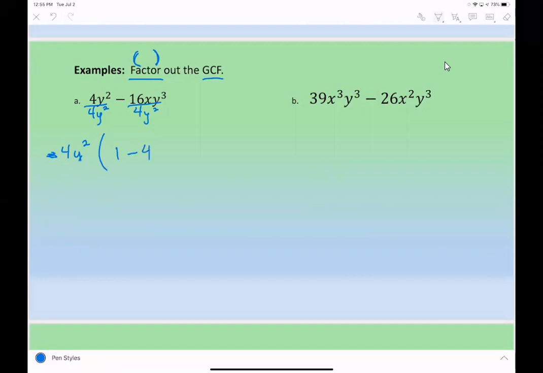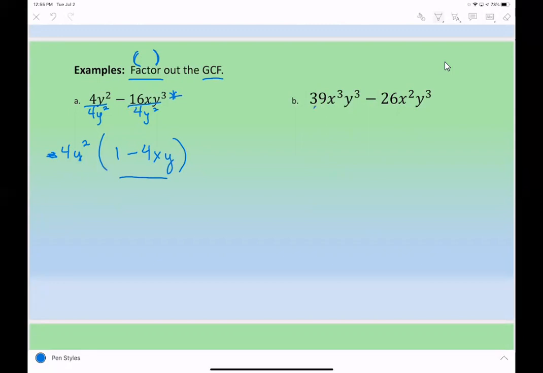And remember, I've got an x in the numerator. I can't combine it with anything in the denominator. And then I've got y cubed divided by y squared. Remember, you subtract your exponent, so that's just going to give us y to the first power. And always remember that the x and the y are understood to have a 1 as an exponent. And to check this, we could always distribute the 4y squared back out to what's here in the parentheses, and it should match what we started with here.